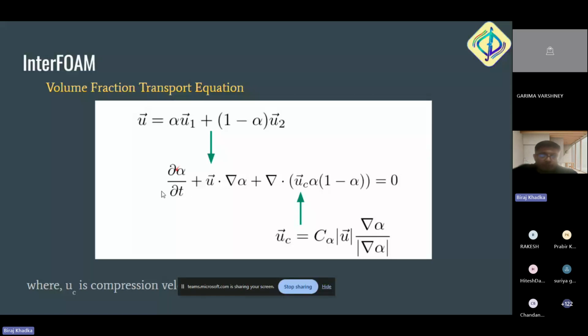And this is the volume fraction transport equation, where uc is a compression velocity. If c alpha equals 1, it represents a sharp interface between the two fluids or phases.